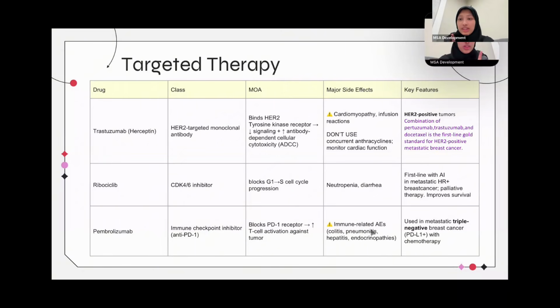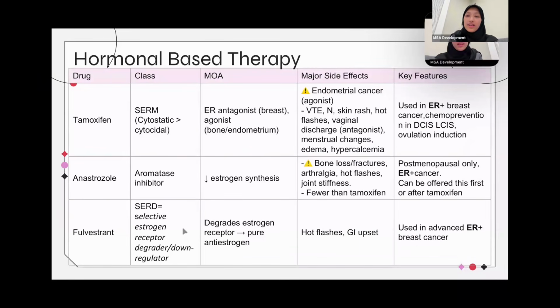So immune related effects. By immune, I mean if they are immunosuppressed because of this, they will have infections, so colitis, pneumonitis, hepatitis, and endocrinopathies, a lot of them. So they are used in patients that do not have any receptor. You cannot target anything, so you go for immune. That's it. So used in metastatic triple negative breast cancer with chemotherapy. So you go for immune if you have triple negative, like nothing, not hormone receptor, not estrogen, not progesterone, not HER2. Okay. Last thing, hormonal based therapy.